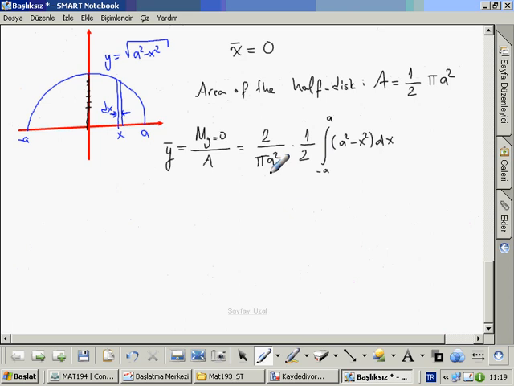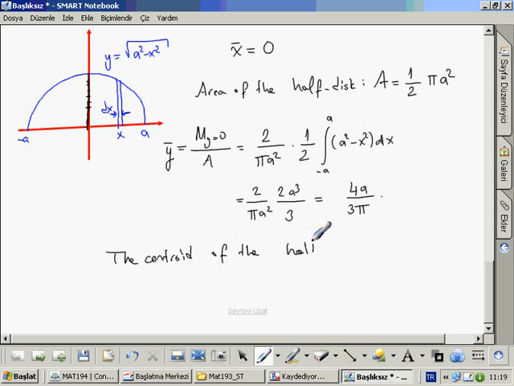and so it's equal to 2 over pi a square times 2a cube over 3, so it's equal to 4a over 3 pi. And the centroid of the half disk is (0, 4a over 3 pi).